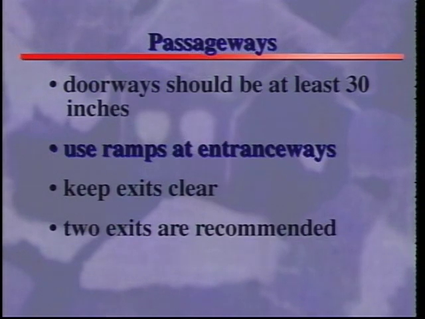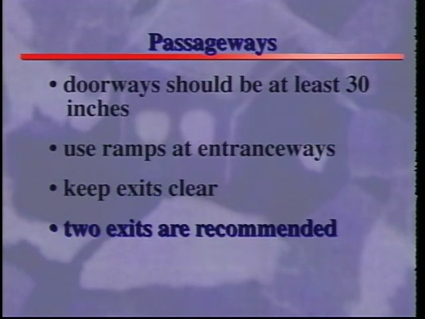Ramps can ease the transition through entranceways. Exits from the home should remain unobstructed. It is strongly recommended to have 2 accessible exits from the home.